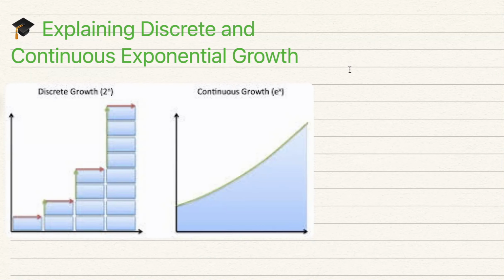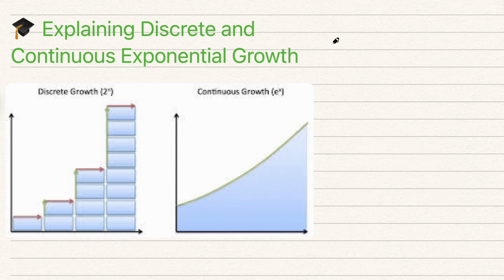In this part, we will learn the difference between discrete and continuous exponential growth. See, both are exponential growths, right? The only difference is that their style of growing is different. So to understand their style, let's create a situation and understand that situation first.